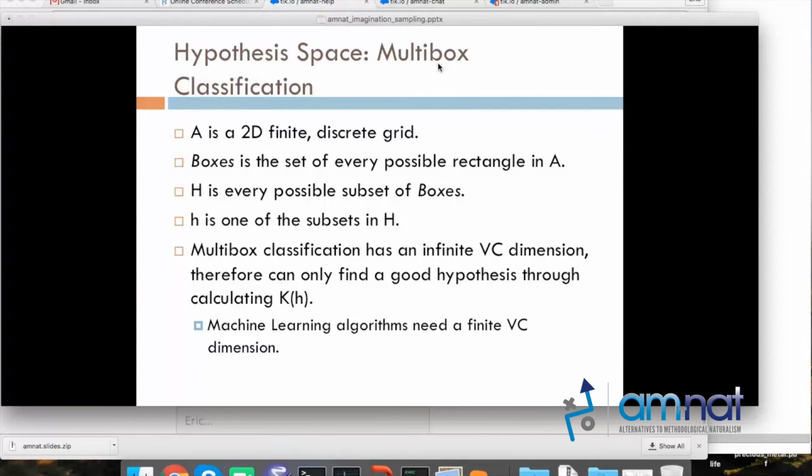In order for machine learning algorithms to work, their hypothesis space has to be very, very limited. It's essentially a kind of compression, picking your machine learning algorithm. But I'm not restricting the hypothesis space at all. The multibox hypothesis space can represent absolutely everything. So if this was what a machine learning algorithm had to deal with, it would do really, really badly. The only way you can find a good multibox hypothesis is through having a good calculation of your Kolmogorov complexity.